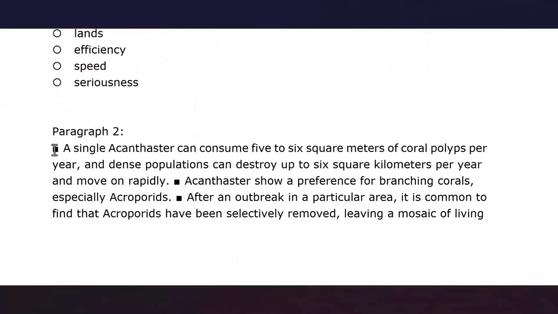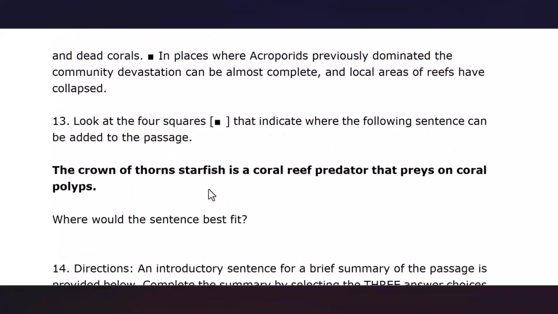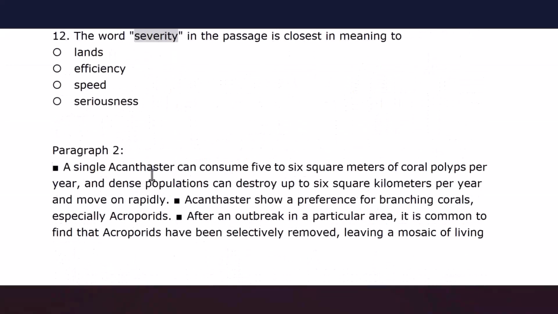So the first place here is the best fit for the sentence, and actually it means that paragraph 2 begins with our general sentence that says the crown of thorns starfish eats coral, and in the next sentence, this eating behavior gains a specialty.